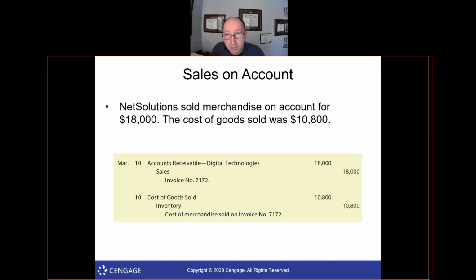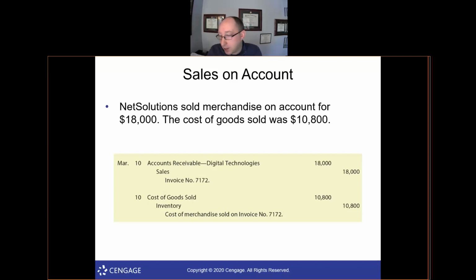So our company sold some merchandise to a customer on account for $18,000. Okay, so we debit accounts receivable and we credit sales. We debit accounts receivable to increase accounts receivable. We credit sales to increase our sales. Remember, sales is a part of the equity on the income statement, so that's why it's a credit to increase sales.